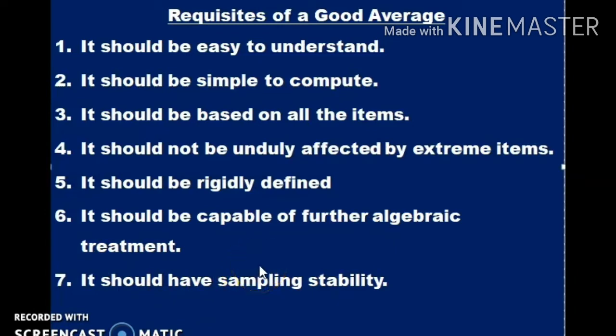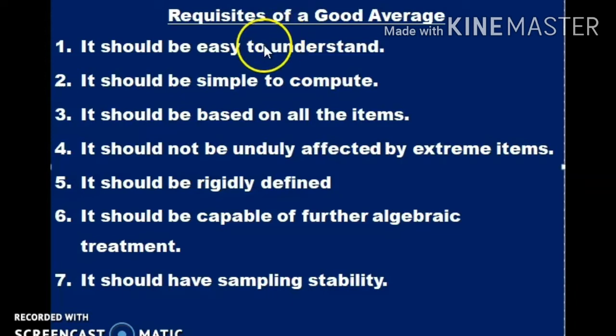So if we have, say, 10 data values for the calculation, the average that we get should have stability or be a correct measure, so that we can do further algebraic treatment. That is the seventh point. These are the points to be written if any question is asked on the requisites of a good average.